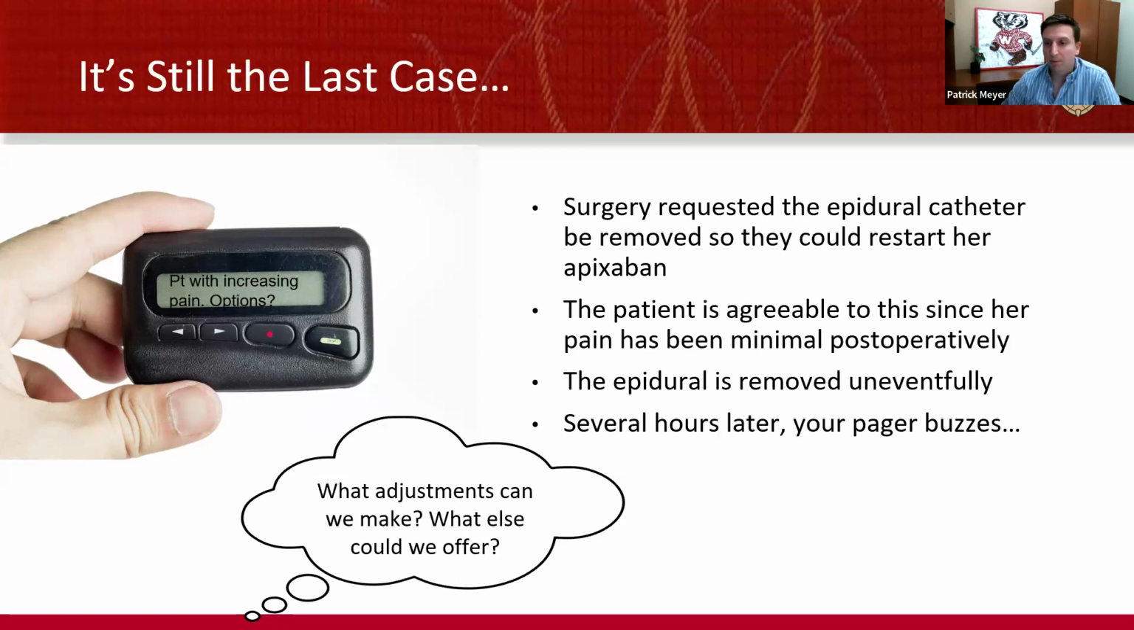So we take the epidural out, but several hours later you get a page: patient with increasing pain. Turns out the epidural was doing something. What options can we offer this patient? The epidural's out, and we're not going to put it back in. She's on apixaban now. She's on scheduled ketorolac and scheduled acetaminophen. The IV opioid bolus from the nurse isn't cutting it anymore because the pain's so much worse.